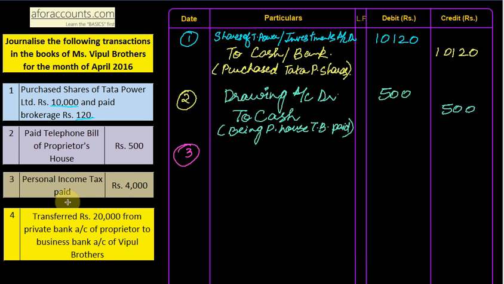Personal income tax paid 4,000. Now tell me one thing. Personal income tax is on income of the proprietor. It has nothing to do with business. Business is not liable to pay income tax of the proprietor. So again, if business is paying, that is drawing in the books of business. Okay, so the entry will be drawing account debit.